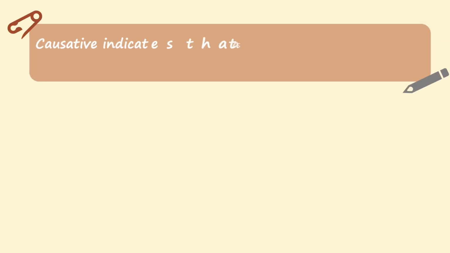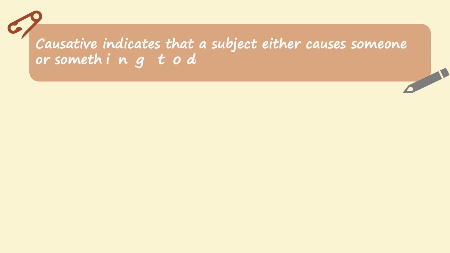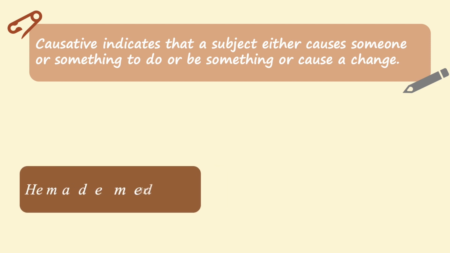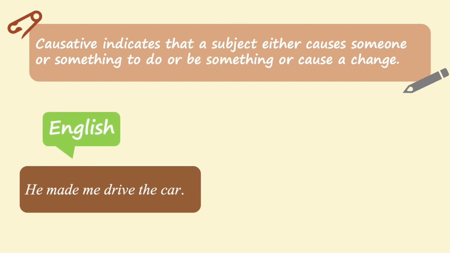Causative indicates that a subject either causes someone or something to do or be something or brings about a change. English uses the verb make to express the causation. Example, he made me drive the car. But in Kazakh, there are morphological devices or suffixes that change the verbs into their causative forms.